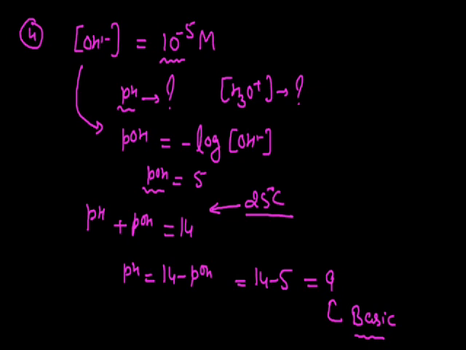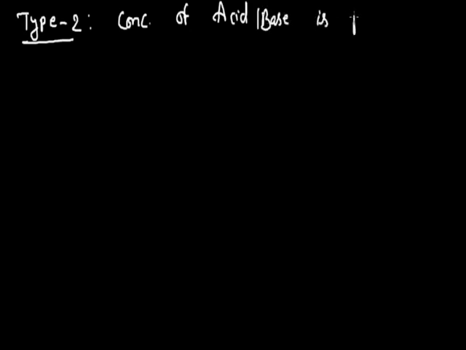Now we are to see another category of questions, and in this category they provide the concentration of acid or base for the calculation of pH. So that is category number 2: the concentration of acid and base is provided. In a condition such as, I am given the concentration of sulfuric acid, and the concentration of sulfuric acid is 10 power minus 4 mole per liter.